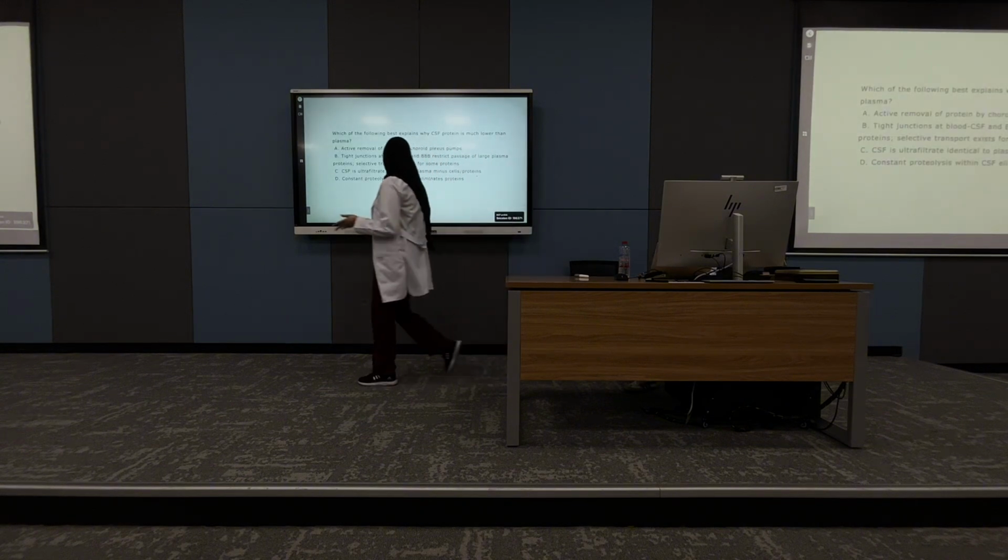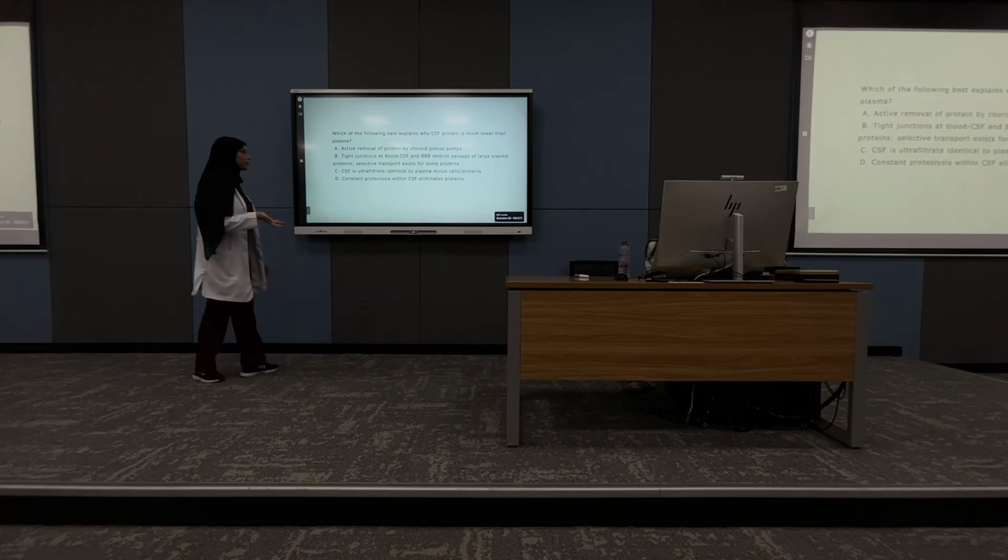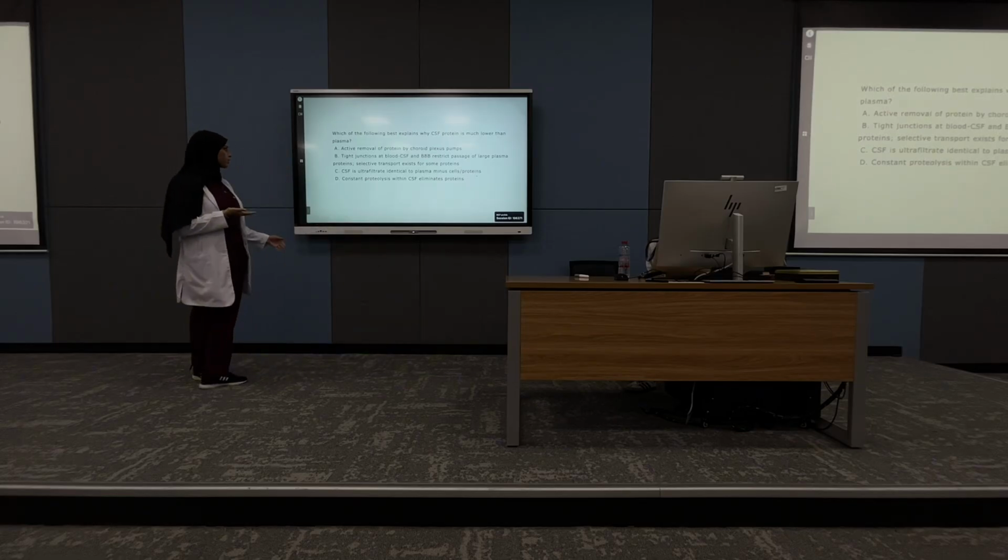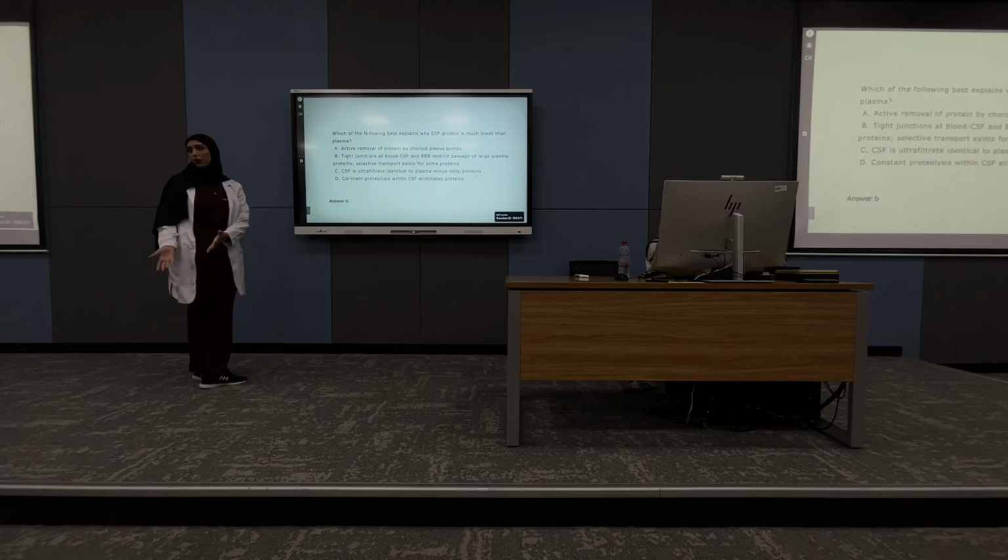Alright, I'll read this one. Which of the following best explains why CSF protein is much lower than plasma? Tight junction. Yes, it's B. The tight junctions of the blood-cerebrospinal fluid barrier and the blood-brain barrier restrict the passage of large plasma proteins.